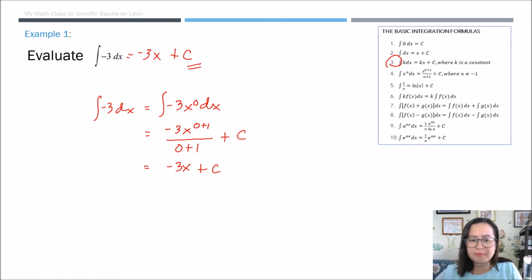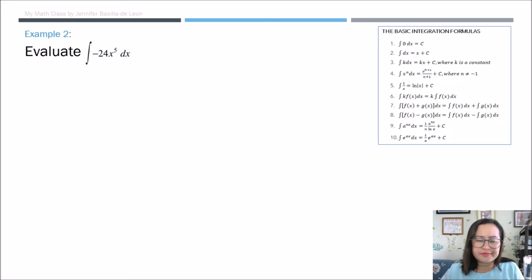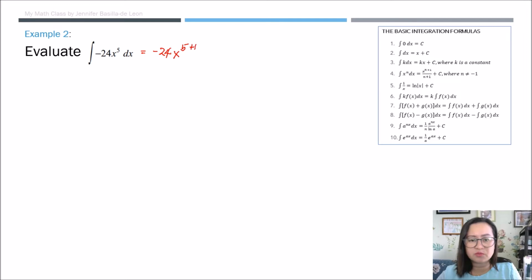Now let's have example number 2. Evaluate the expression, the antiderivative of negative 24x raised to the fifth power dx. Applying rule number 4, we will have negative 24x raised to 5 plus 1 over 5 plus 1 plus c. C here is the arbitrary constant. Remember that the derivative of a constant is 0.